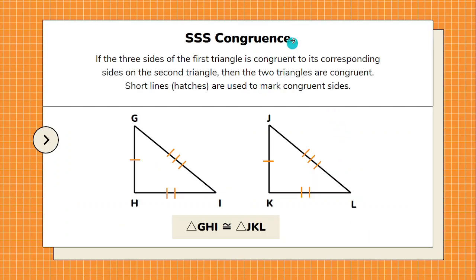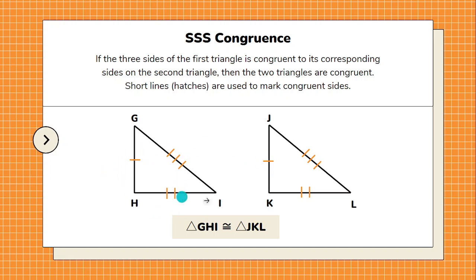Now SSS congruence. SSS congruence means all the three sides are the same, because it is side, side, side. So if the three sides of the first triangle are equal to the three sides of another triangle, then we call these two triangles congruent. Like here you can see these short lines or hatches we have marked. Here single hatch, here also single hatch. It means these two are congruent sides.